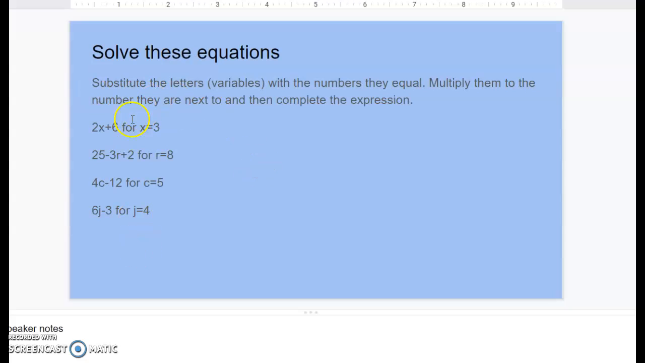Now you're going to do the same for these four right here. You're going to substitute the letters or the variables with the numbers they equal, multiply them to the number they are next to, and then complete the expression.